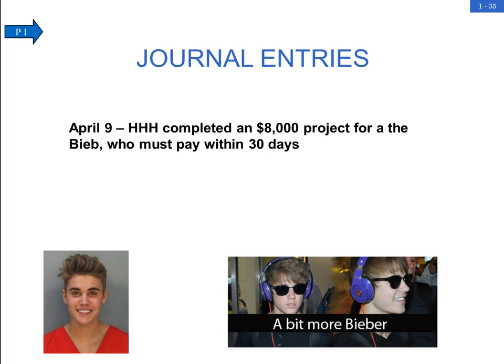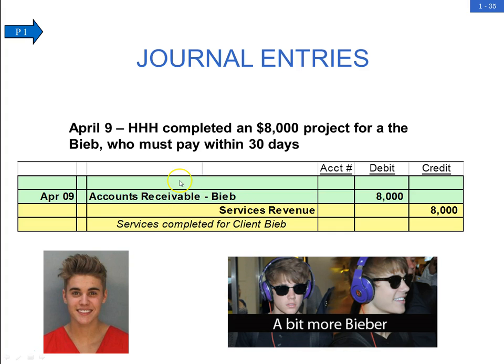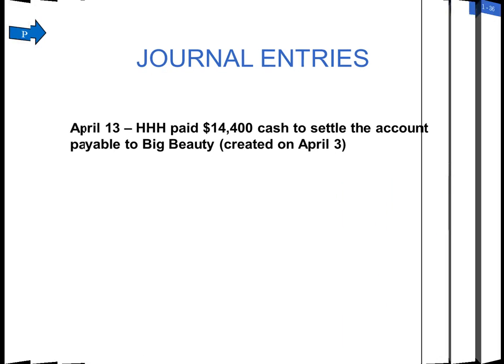Remember, to show an increase in revenue, we credit it. We didn't get cash, but that's okay. He's going to pay us, right? So we have an account receivable, which we are also increasing, which is an asset. And to show an increase in an asset, which is a normal debit balance, we debit it, of course.